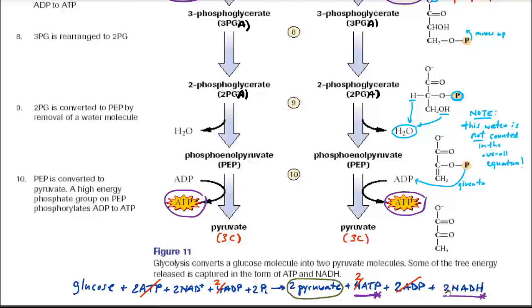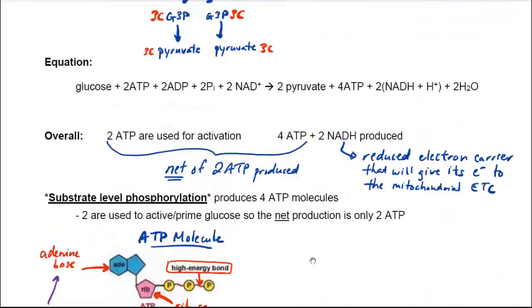The NADHs are going to become very important because as electron carriers, they're going to make the massive most amount of actual ATP through oxidative phosphorylation. Let's go back up to the first page now.